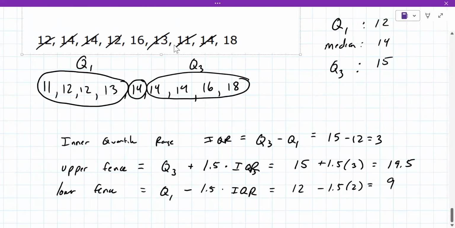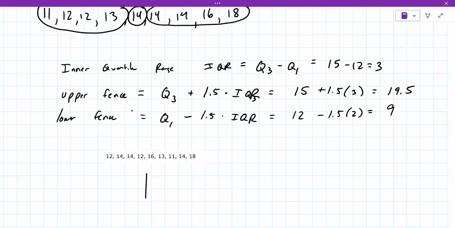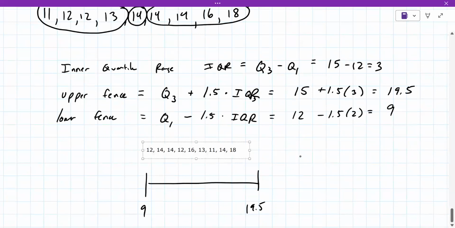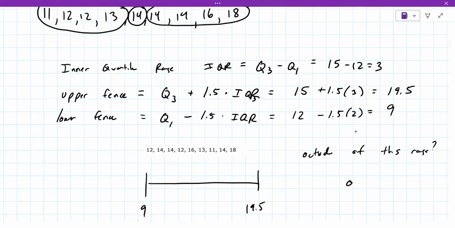data set one more time. Actually, let me snip it into the other screen. You're looking to see if any values are, here's the lower fence at 9, the upper fence at 19.5. Are there any data values that fall outside of this range? No. So if they did, and this one does not, it would be considered an outlier, which you don't have, but you would consider it an outlier.